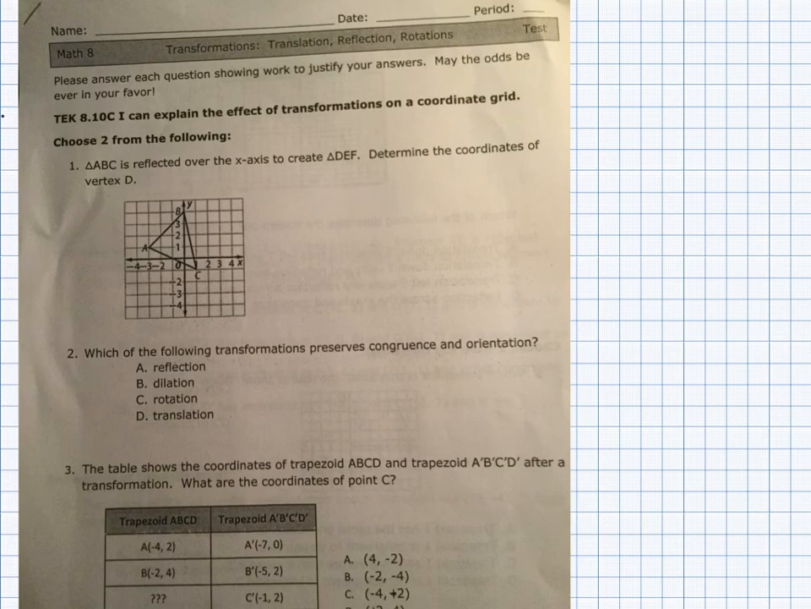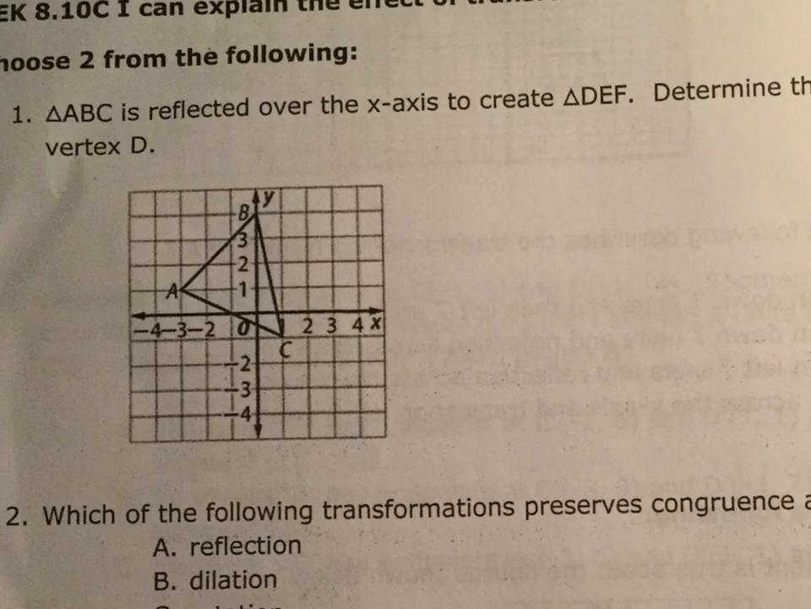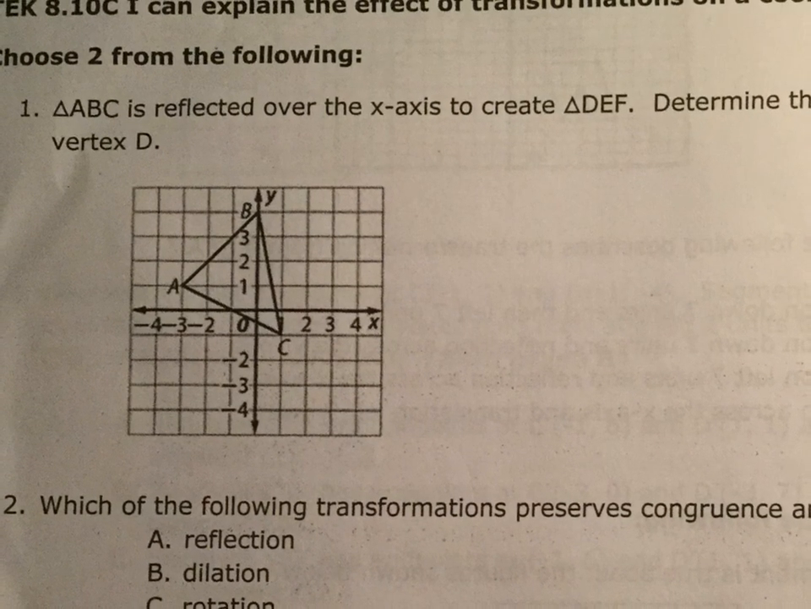Okay, so number one, triangle ABC is reflected over the x-axis to create triangle DEF. We have to determine the coordinates for vertex D. So let me zoom in so I can see better here. Remember, the order they give you the vertices in is the order of the corresponding parts. So that means vertex D corresponds with vertex A. So basically what this question is asking you to do is just reflect that point over the x-axis.